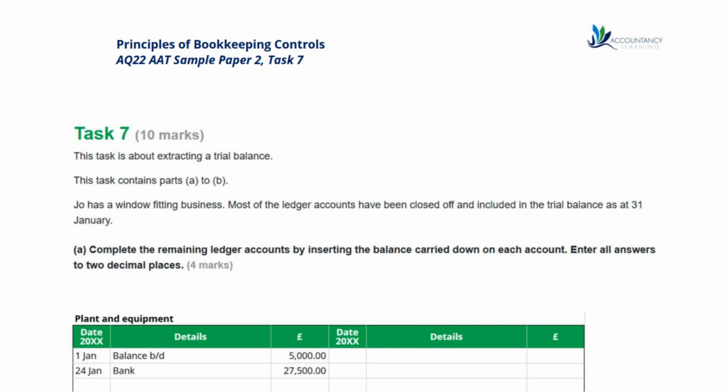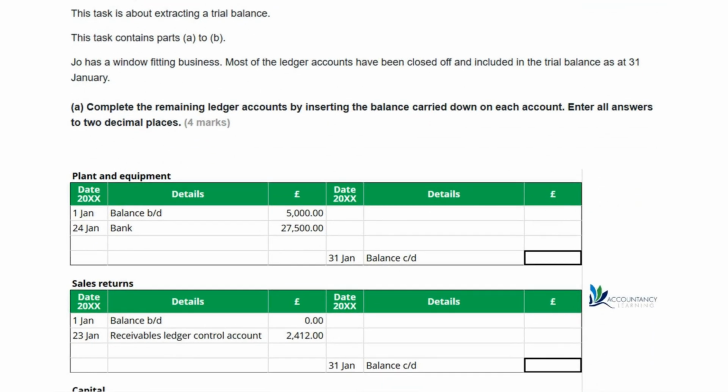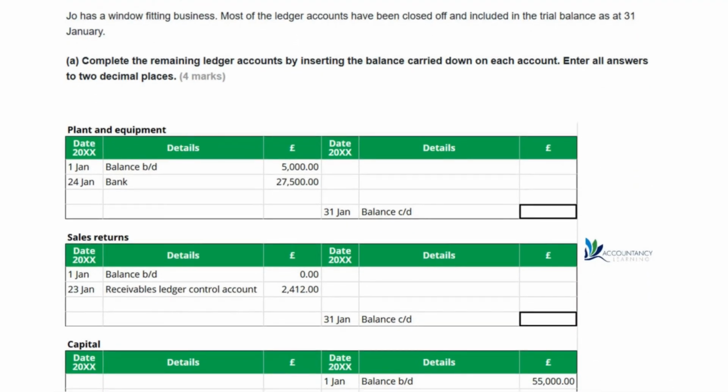I'm Sarah, and in this video I'll take you through Principles of Bookkeeping Controls Sample Paper 2, Task 7. So this task is all about extracting a trial balance. We're told that Joe has a window fitting business. Most of the ledger accounts have been closed off and included in the trial balance as at the 31st of January. Part A asks us to complete the remaining ledger balances by inserting the balance carried down on each account, entering all answers to 2 decimal places.